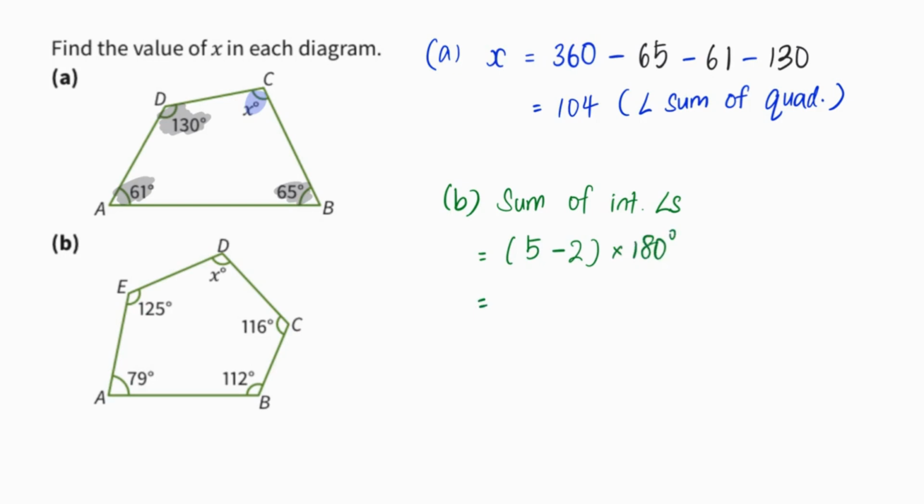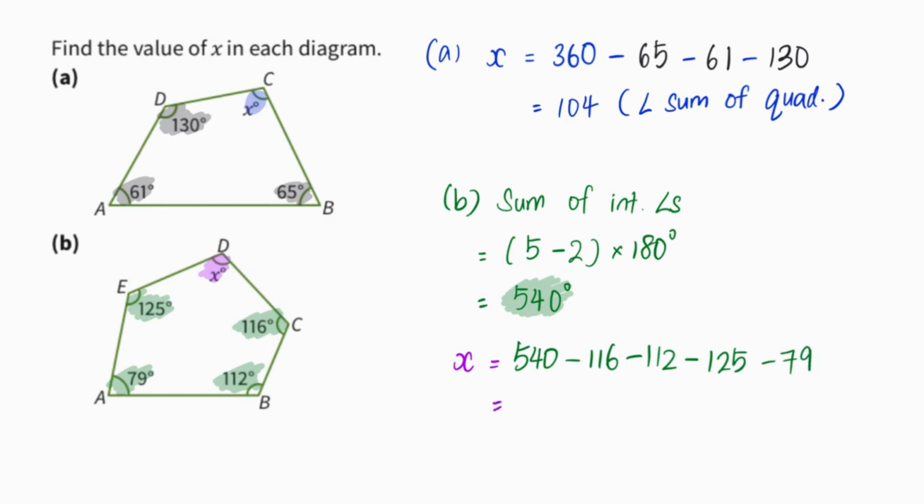This will give me 540 degrees. And now I know already, for this x, I just need to know that the interior angles add up to 540 degrees, meaning that in order to find my x, I am going to use my 540 minus away my 116, 112, 125, and 79 to give me the final value of 108.